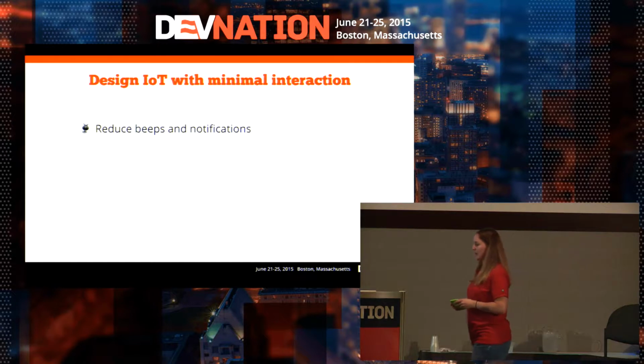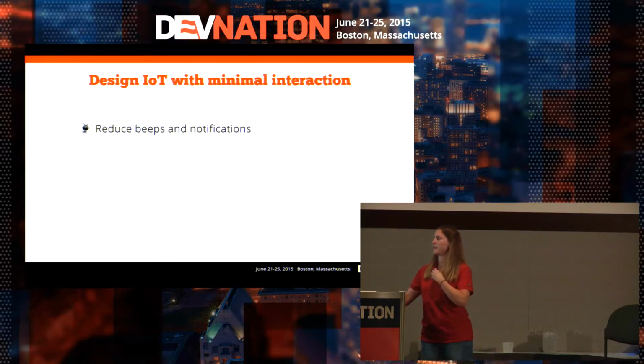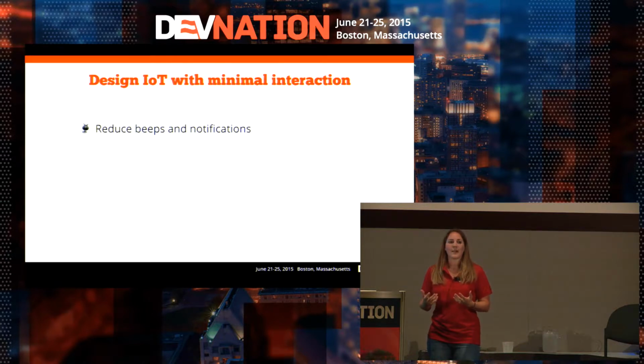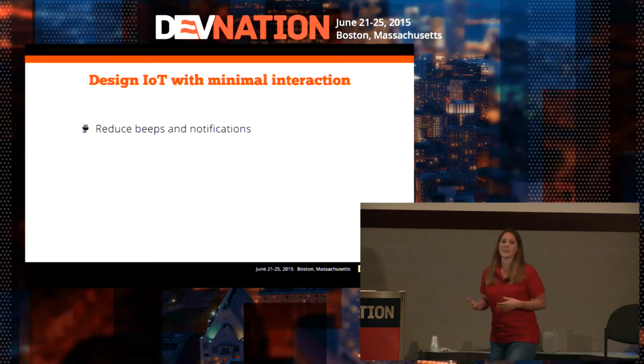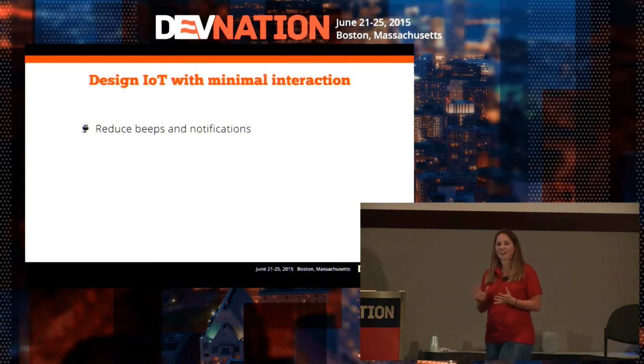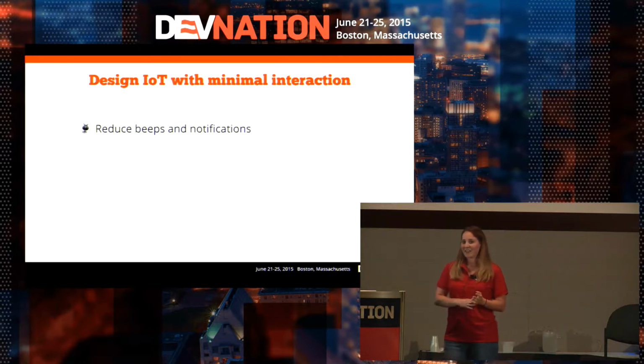One of the things that we love to do as designers and developers and testers is create feedback loops. And we want our feature, our device, anything that we're building to be able to give us feedback so that we can know whether it's working or not. And so we build in things like notifications and beeps, which is great for testing, but it's not always great for our users. So I'll give you an example.